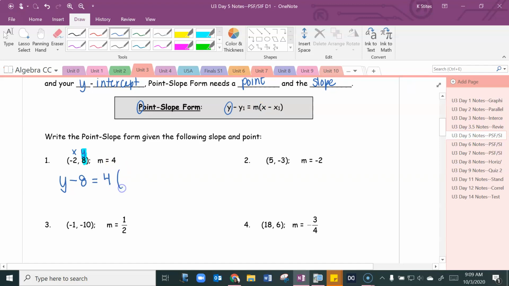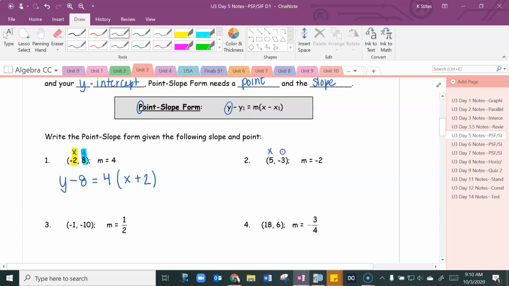Open your parentheses. This first x you're just going to write down, and then the minus x1 means we're doing the opposite of our x coordinate. Well, my x coordinate is a negative 2, so when I do the opposite, it's going to be a plus 2. And that's it. That's point-slope form. We don't need to solve it. It stays like this with the parentheses. So whenever you see point-slope form, you know you're going to keep your parentheses.